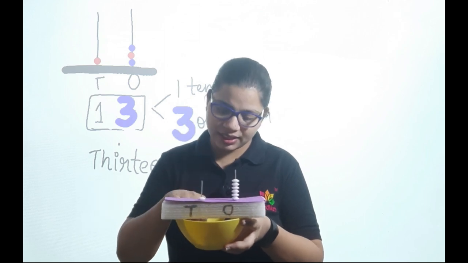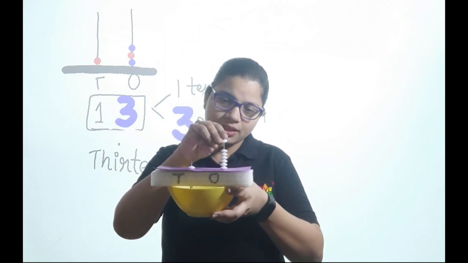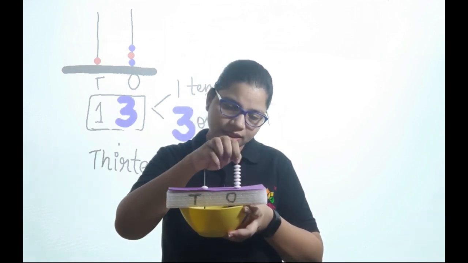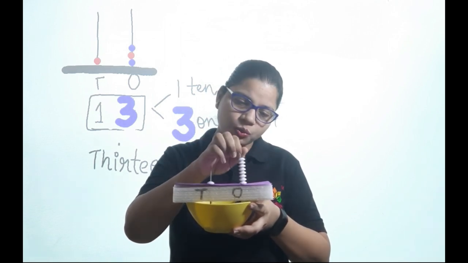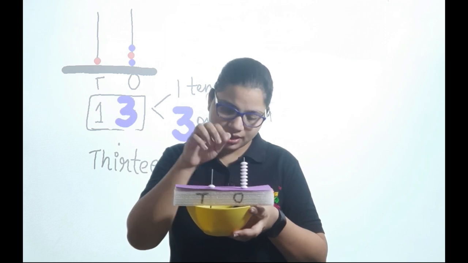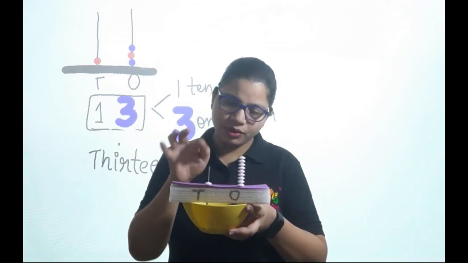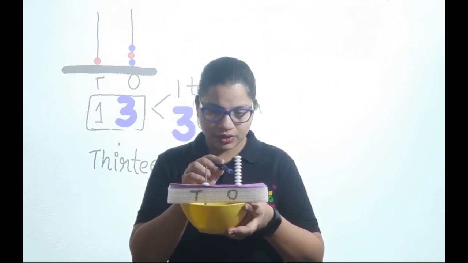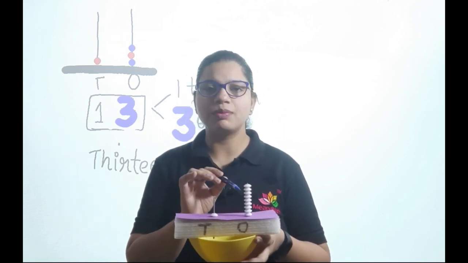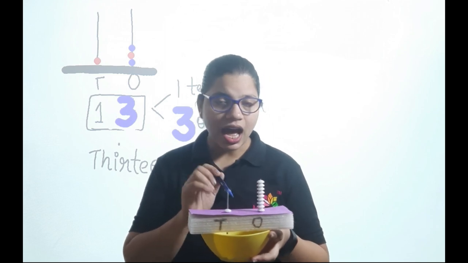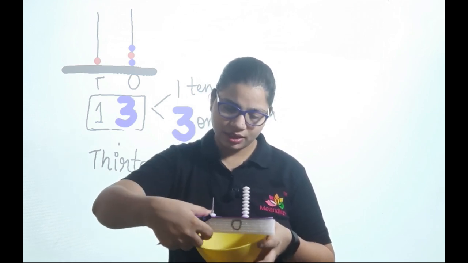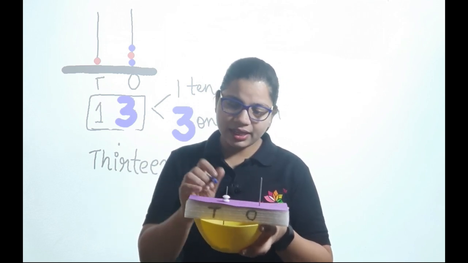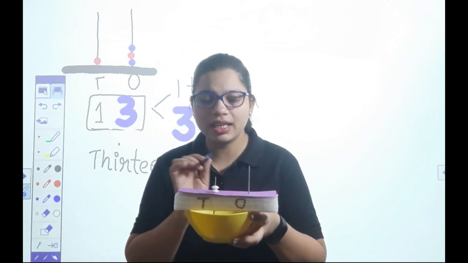1 tens, 6 ones. 16. 1 tens, 7 ones. 17. 1 tens and 8 ones. 18. And finally we have 1 tens and 9 ones. 1, 2, 3, 4, 5, 6, 7, 8, 9. 1 tens, 9 ones. This is 19. After that, what will it be? Let's make it 0. It is 10. One more bead here. It is 10, 10, 20.